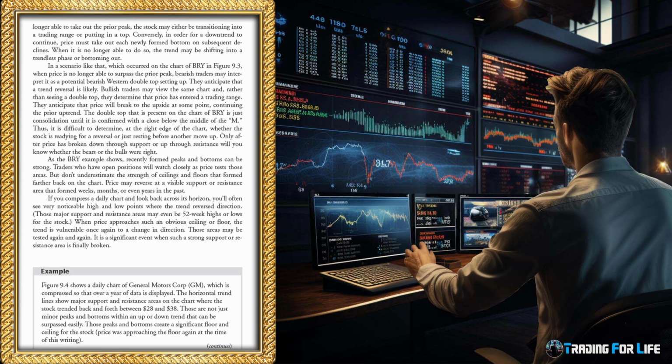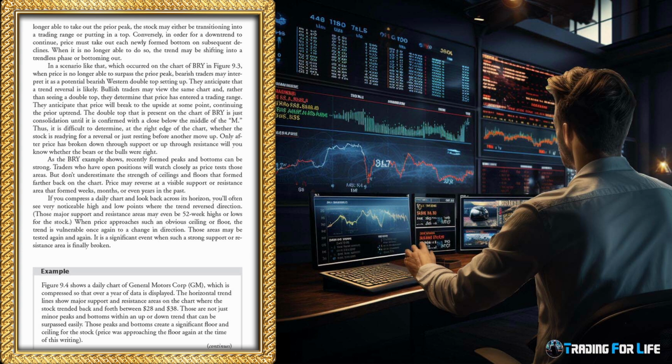In a scenario like that, which occurred on the chart of BRY in Figure 9.3, when price is no longer able to surpass the prior peak, bearish traders may interpret it as a potential bearish Western double top setting up. They anticipate that a trend reversal is likely. Bullish traders may view the same chart and, rather than seeing a double top, they determine that price has entered a trading range. They anticipate that price will break to the upside at some point, continuing the prior uptrend.